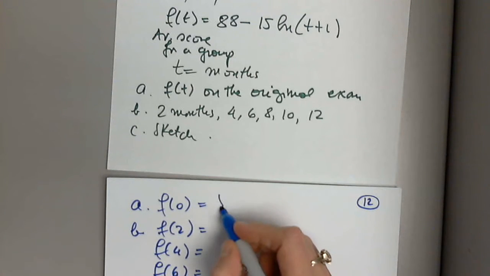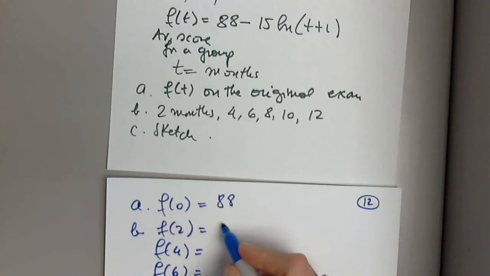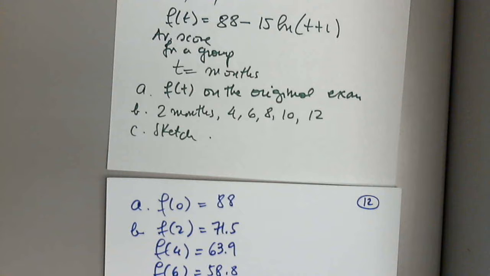So I'm copying. Score 88, 71.5, 63.9, 58.8, 55.0, 52.0, 49.5. Questions? What do you notice? Yes, please.